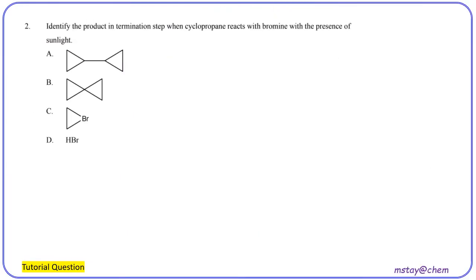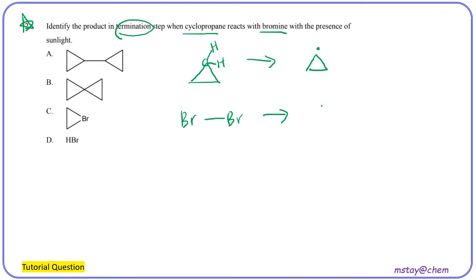Tutorial question, objective 2: identify the product in the termination step when cyclopropane reacts with bromine. As we know, cyclopropane will look like this. If one of the bonds between carbon and hydrogen breaks, it will form like this. And the bromine forms a free radical, so you will get this. Now we have two species here. Let's label them A and B.